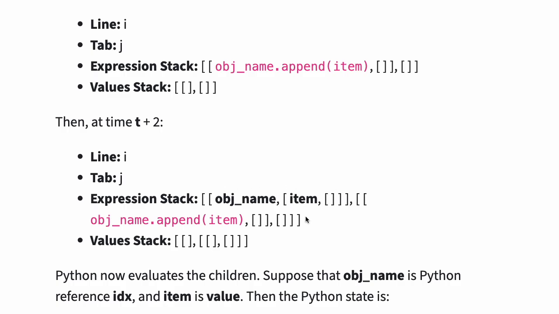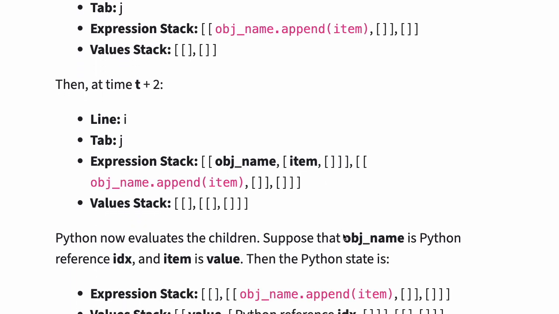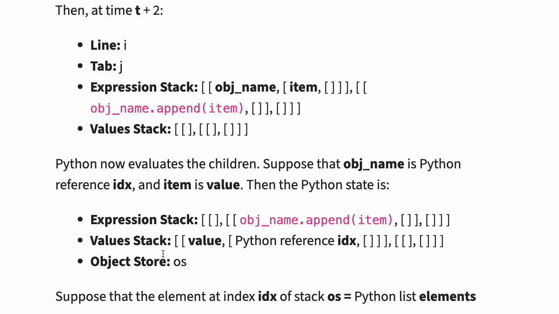Python now evaluates the children. Suppose that obj_name is Python reference IDX and item is value. Then the Python state is as follows. The top of the expression stack is now empty, and the value stack contains value and Python reference IDX.